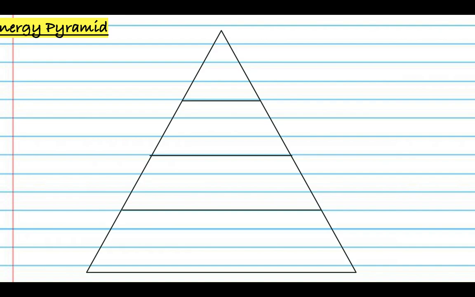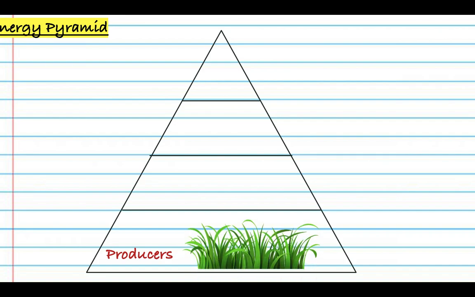Now, the bottom of our triangle, we're going to label as producers. It's up to you whether or not you want to draw a picture. If you don't, that's perfectly fine. Just make sure you have it labeled as producers. I'm going to add in some grass for my producer.